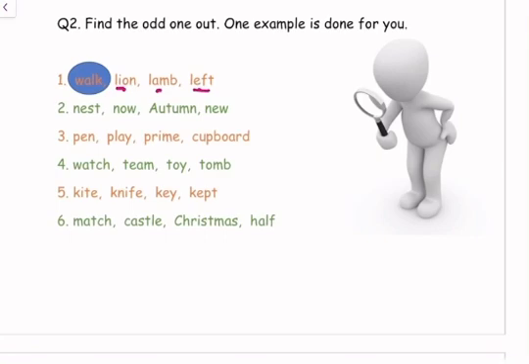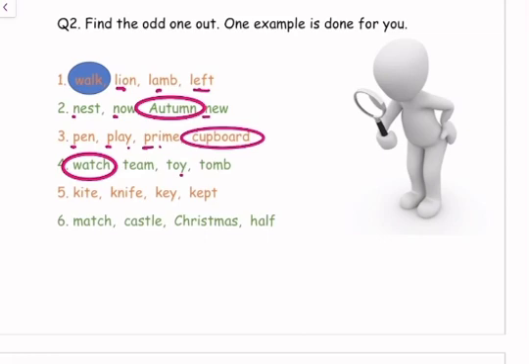In the second one, nest, now, autumn, new. Autumn is different because the other three are starting from N. Number 3, pan, play, prime, cupboard. Isme bhi ye tino P se start ho rahe hain, cupboard different hoga. Number 4, watch, team, toy, tom. Watch is different.